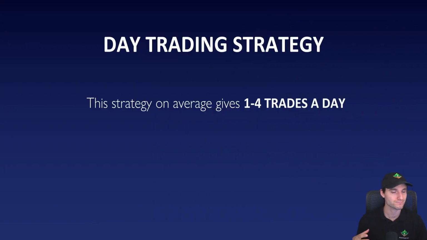So the day trading strategy. This strategy gives on average between 1 and 4 trades a day. As you'll know from my Bollinger Band strategy that I've already given you, that is a strategy that can give you 100 trades a day. It gives a lot of trades. I have changed my style of trading where I no longer take 100 trades a day.